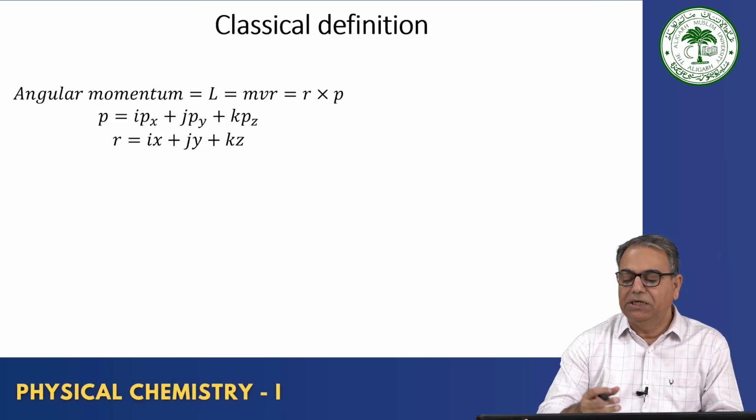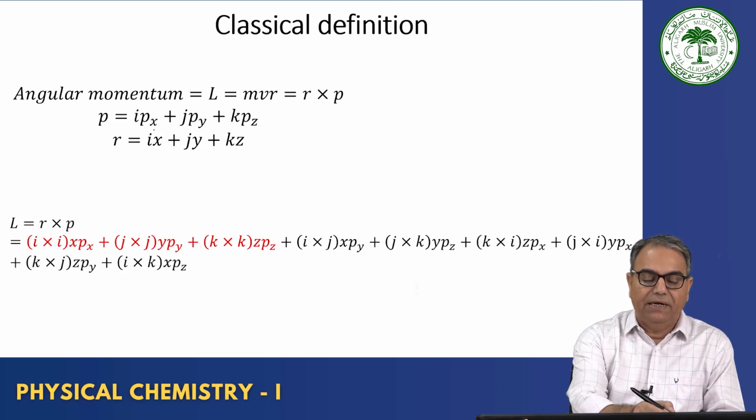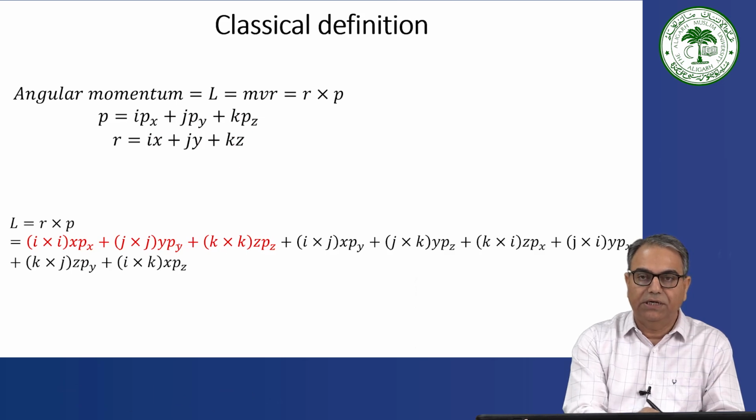Angular momentum is the cross product of r and p, so if you multiply r and p, what do you get? First you multiply i with i, and then you have x px, then you multiply j with j, you have y py, then you multiply k with k, and you have z pz. So all three terms are in red. Okay, why it is in red I will tell you.